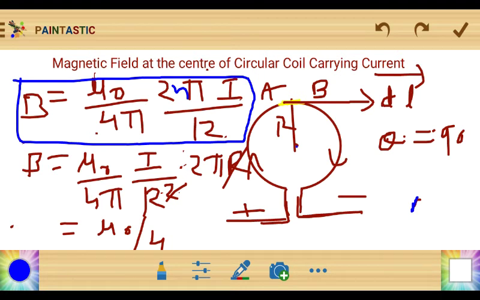Okay, in this problem two questions are always asked. First, to find the expression, and second, to give the direction of the magnetic field. So if the current flowing through a loop is in the clockwise direction, as we have drawn, then the direction of the magnetic field at its center is perpendicular to the plane of the loop, or the plane of the paper, and in the inward direction.